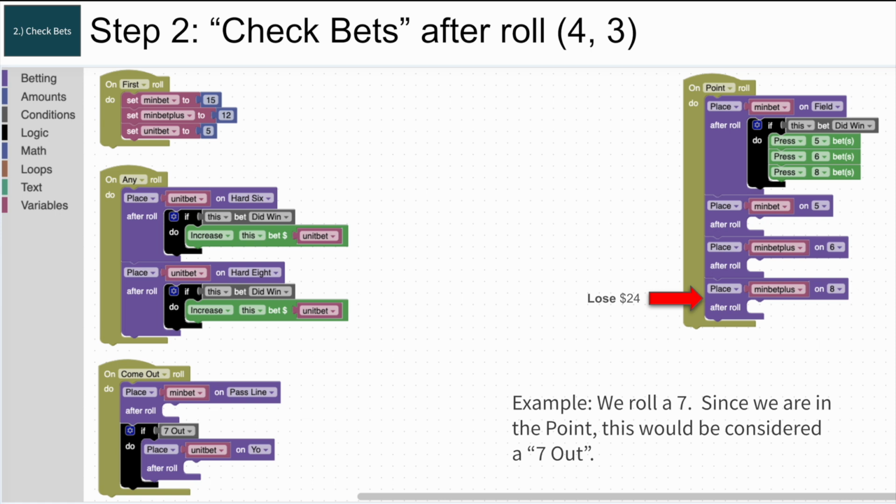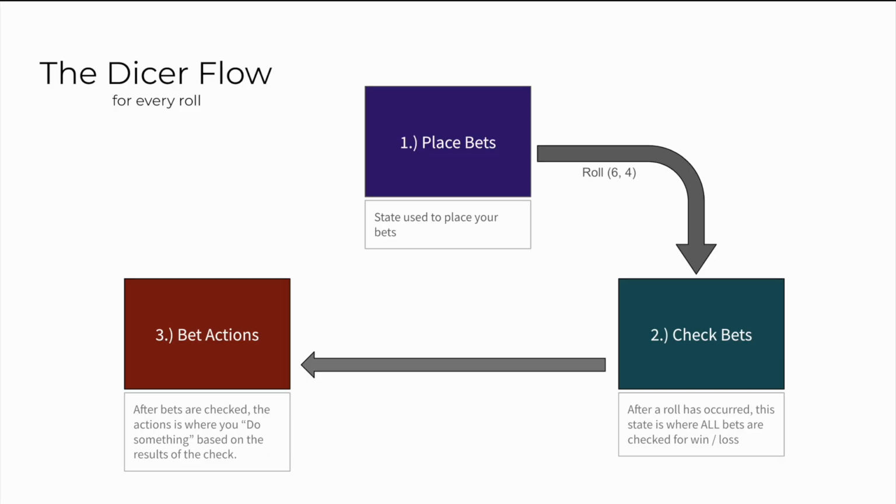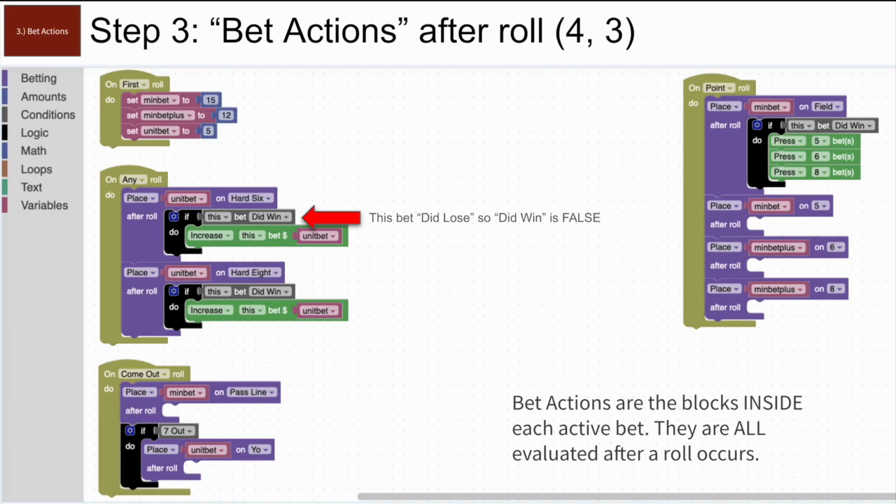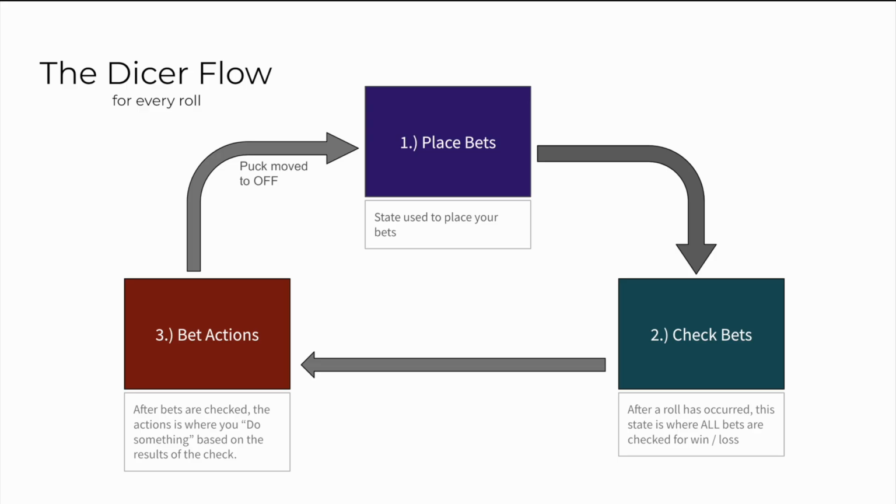Even if our roll is a losing roll, we will still carry on with our next step in our process, which is to process the bet actions step. Since our hard ways bets both lose, we can easily see that these if conditions both resolve to false, which means the actions are skipped. The same goes for the if conditional within the field bet, since it is checking if the bet did win instead of did lose. From this point, we will now move the puck to the off position, and our process will now repeat starting with the place bet step.